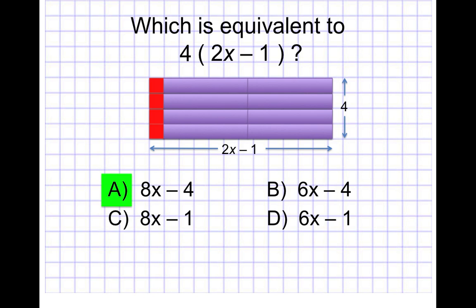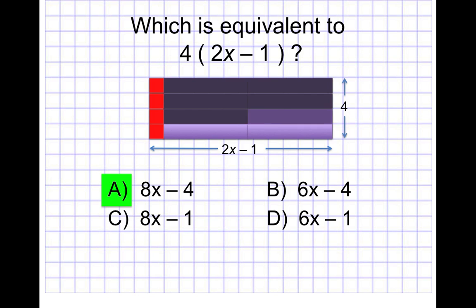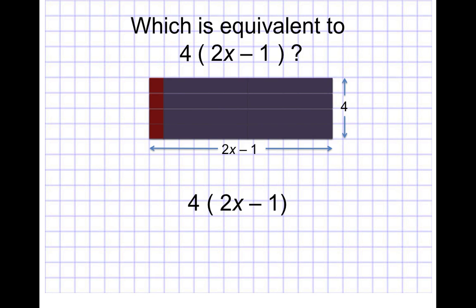The equivalent expression is choice A, 8x minus 4. We notice that altogether we have 8 of the x pieces, and we also have 4 of the negative 1 units, 8 x's and a negative 4. Algebraically, we can think of this as multiplying both of those terms, the 2x and the negative 1, by 4. 4 times 2x would be 8x. 4 times the negative 1 would be negative 4. So altogether, we have 8 x's and 4 negative units.